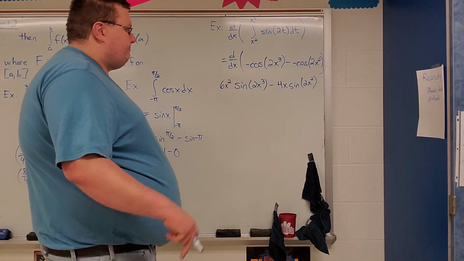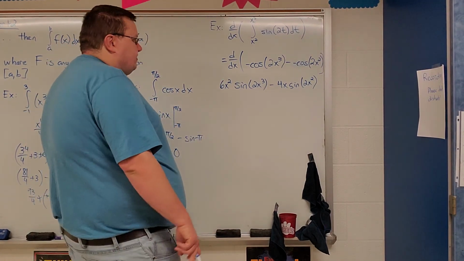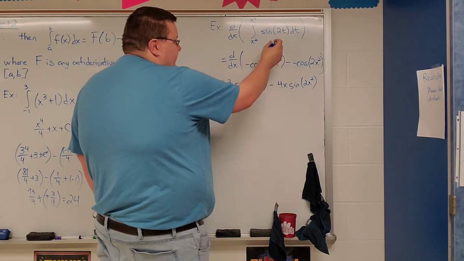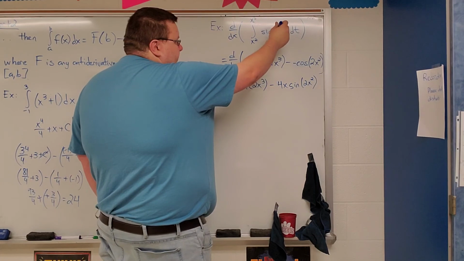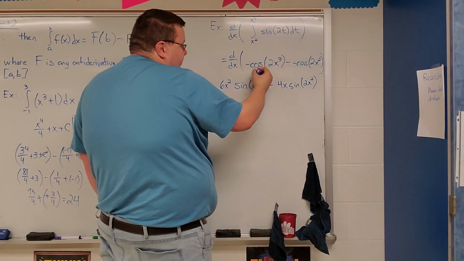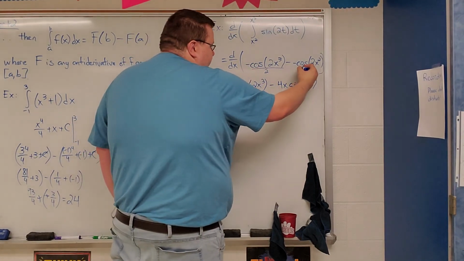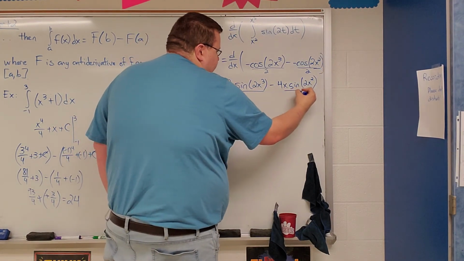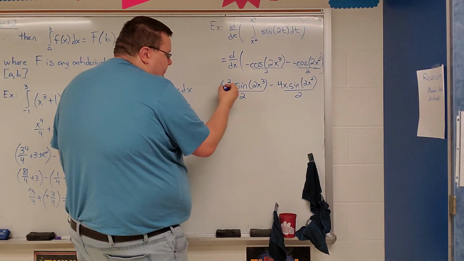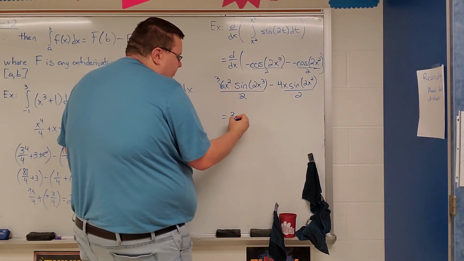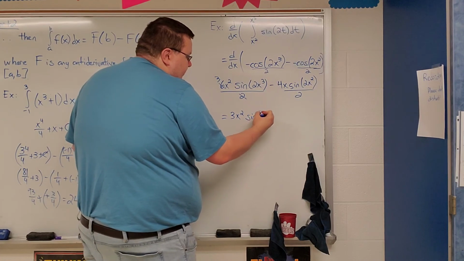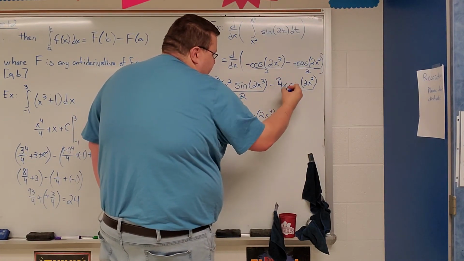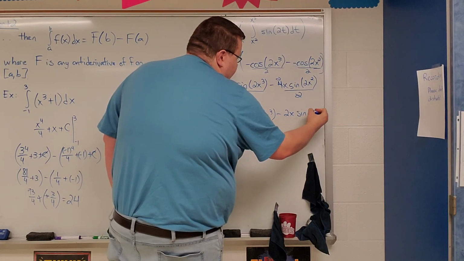I forgot something, and I know what it is. Right here, when we anti-derive this, because the inside has a 2t, I have to divide. It's like the reverse chain rule. I have to divide by the derivative of the inside. So each one of these is going to be divided by 2. That's going to reduce this down to 3x squared sine of 2x cubed minus 2x sine of 2x squared.